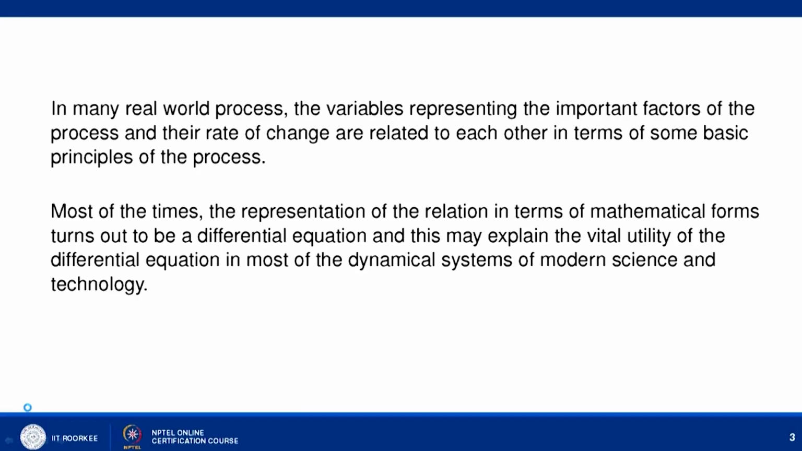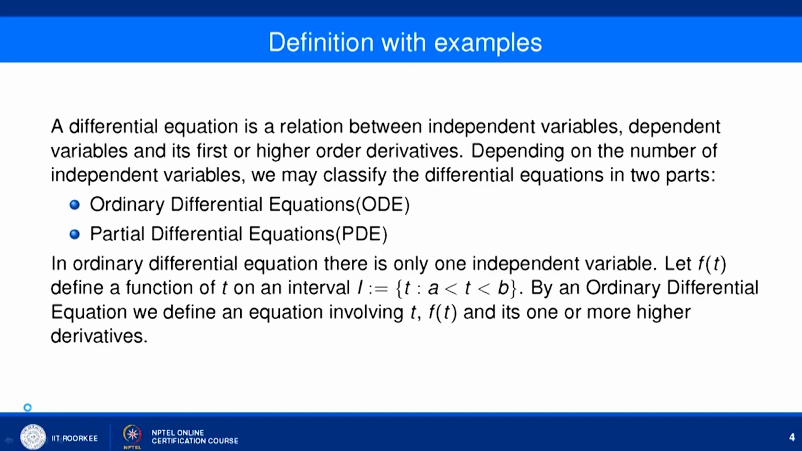So, in many real world processes, the variables representing the important factors of the process and their rate of change are related to each other in terms of some basic principle of the process, which most of the time, in mathematical form, turns out to be a differential equation. In this way we can explain the vital utility of differential equations in most of the dynamical systems of modern science and technology. So, let us start with the proper definition along with some examples.